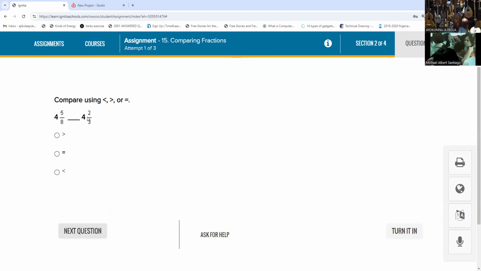So let's see. The LCM of these two numbers, the 8 and the 3, is 24. So 8 in 24 is 3. 3 times 5 is 15. And 3 in 24 is 8. 8 times 2 is 16. So you're right. It's less than, because 15 is less than 16. Okay?